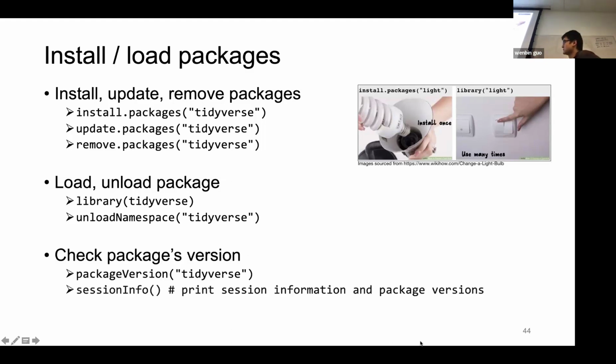And sometimes you want to check the package version. This is usually the case when you find that your code runs pretty well with the older version of a package, but somehow has an error or an issue with a newer version. So you want to double check whether the version matches. You can use packageVersion with your package name, and it will output the version. And if you use sessionInfo, it will output all the package versions as well as your computing environment basic information.